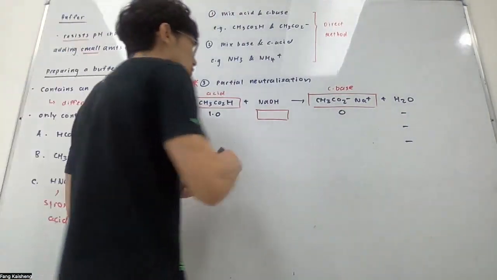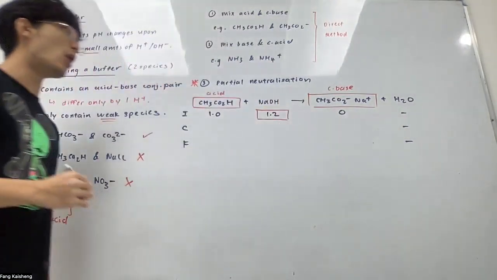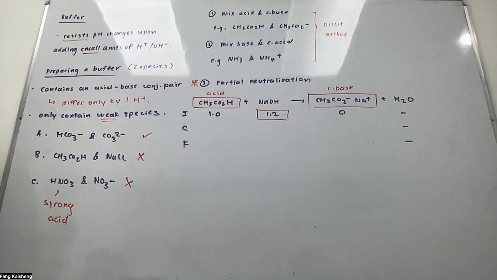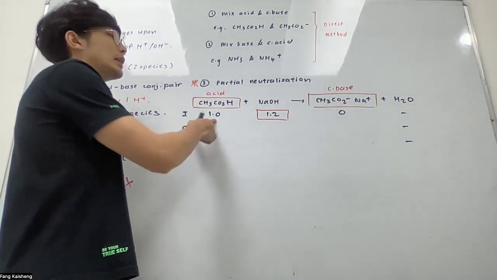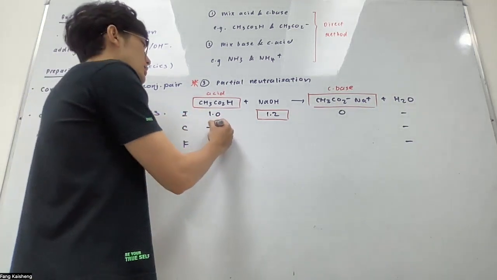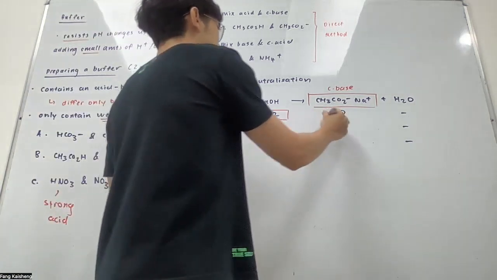Let's try more than 1. So why not? 1.2. If I put 1.2 NaOH, 1.2 moles, what happens? Good. You get 1.0 because this is the limiting reagent. So -1, -1, +1.